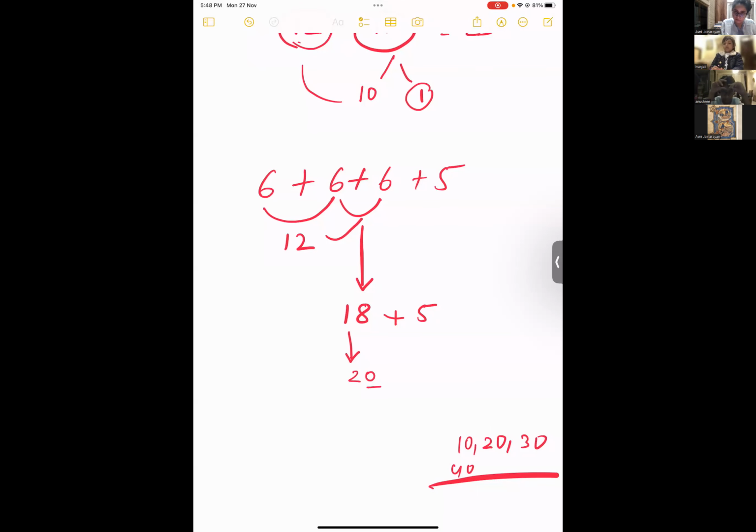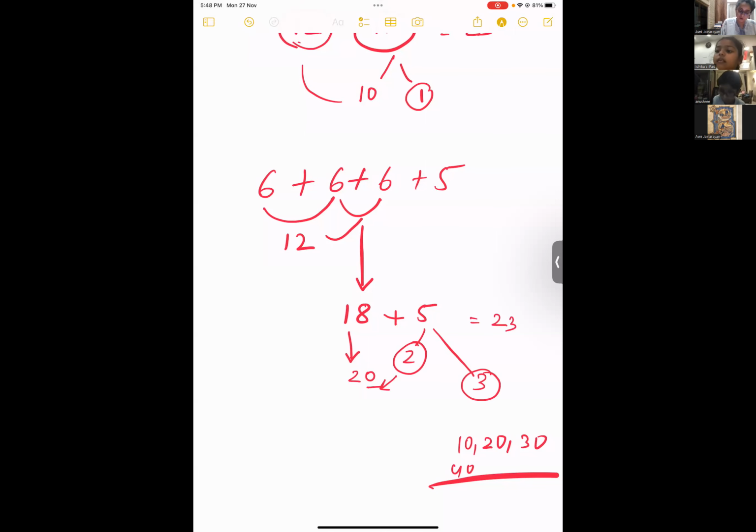Now 18 plus 5 we have to do. But what I am going to do is make it to 20. How much will you add to 18 to make a 20, children? Take a 2 from the 5, then 18 becomes a 20, and 5 is left with 3. So 20 plus 3 is 23.